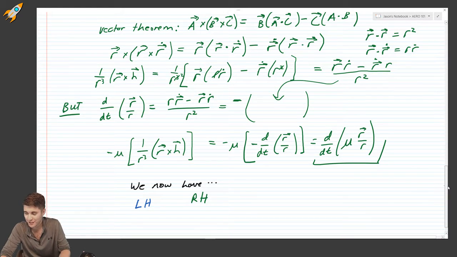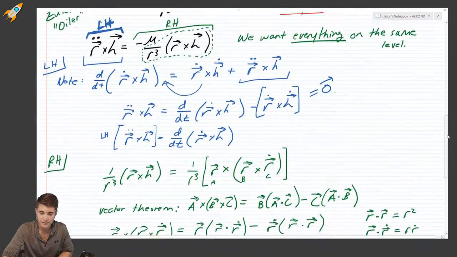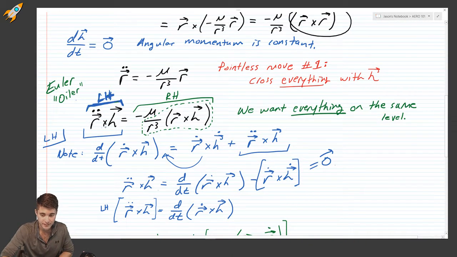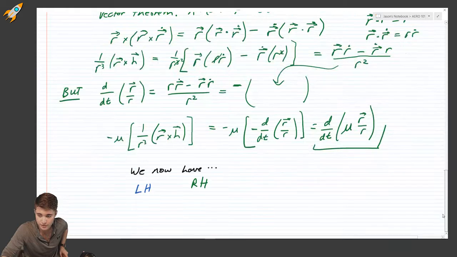Sorry, I'm looking at my derivation. We've got the left-hand side, we've got this. For whatever reason, we decided to cross Newton's gravitational law with angular momentum. And then we looked at the left-hand side and the right-hand side of that equation. Then we took this left-hand side and put it in terms of something, and took this right-hand side and put it in terms of something else, all right? So let's copy this equation down first and foremost.